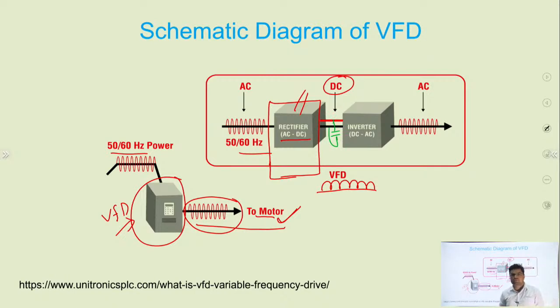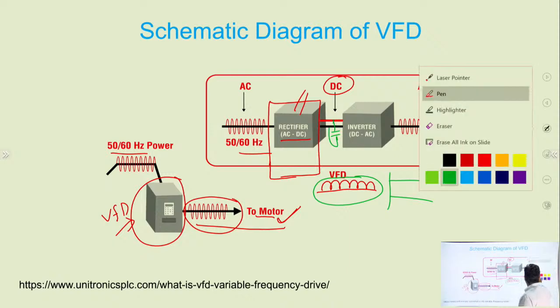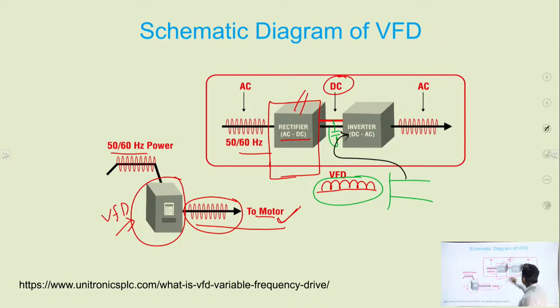What is the function of the capacitor here? Its function is to smooth this fluctuating DC voltage and convert it into a constant DC. This constant DC is further fed to the inverter circuit. Then what is the function of the inverter? Everyone knows the function of an inverter is to directly convert from DC to AC.